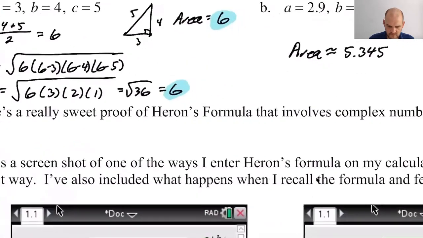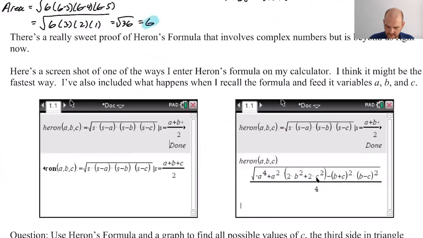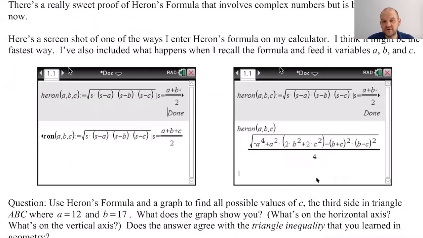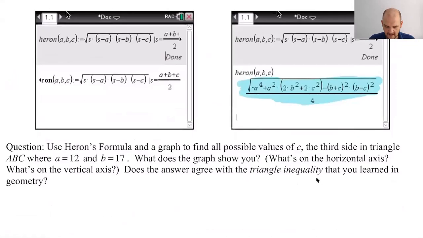All right, so I've got some screenshots for you of how I use the calculator. If you just say Heron of ABC, it'll spit out a formula. This is the formula that it spits out. Maybe if you expand this, there's something a little clearer going on. You've got an A to the 4th there, and a lot of other terms. That's just what happens if you don't feed it values. I was curious what it looks like expanded. There's no S because it replaces S with A plus B plus C divided by 2.